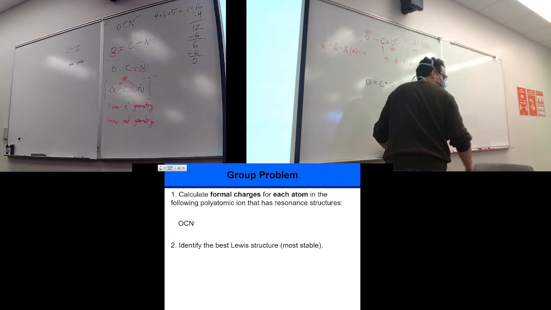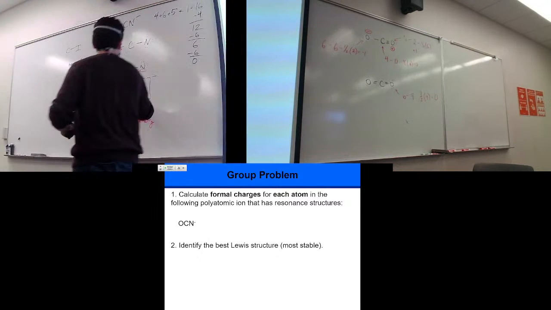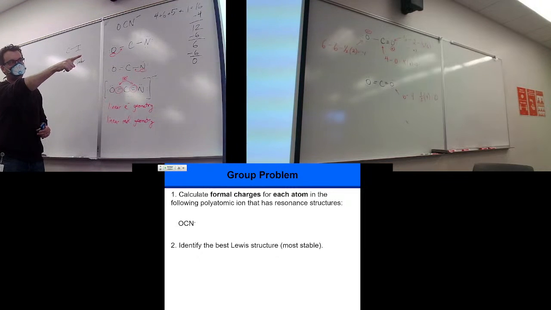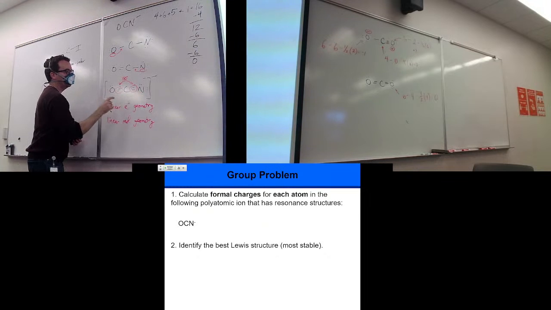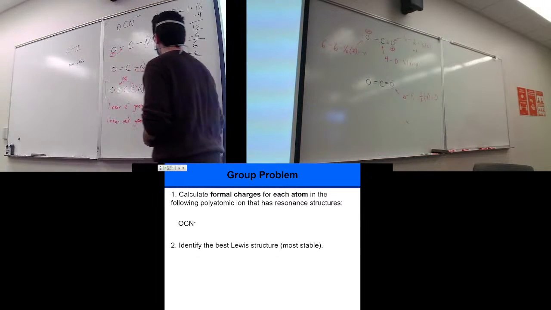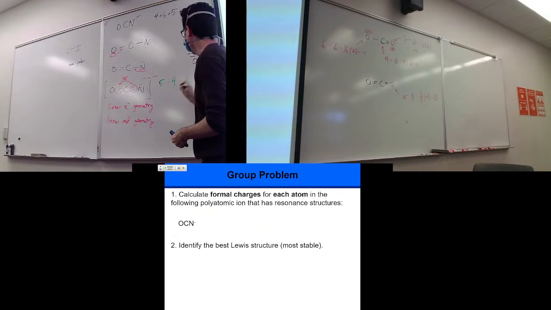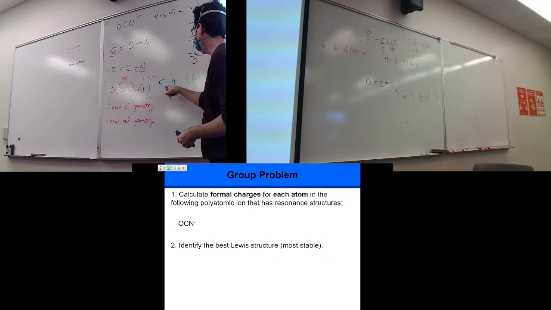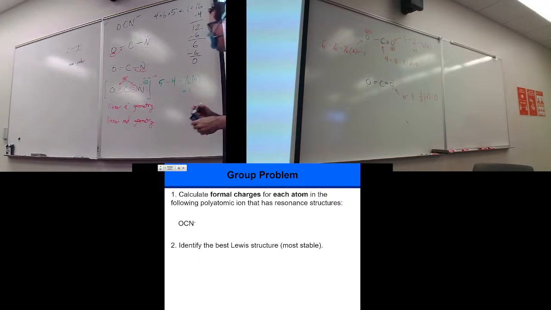I'll spoil it right now. This carbon's got a 0. This oxygen is just like the oxygen in carbon dioxide, so that's 0 too. This nitrogen, though, is 5 valence electrons minus 4 lone pair electrons minus half the number of bonding electrons, which is 4. So 5 minus 4 is 1, minus another 2 is a negative 1. So there's a negative 1 on this nitrogen.